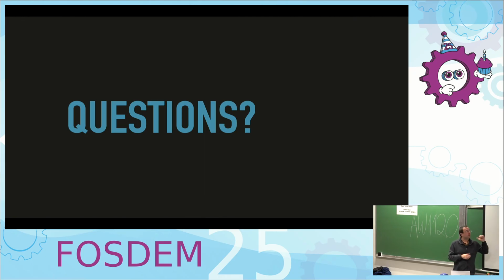FreeBSD PF, and this is not work I did, this is work that Gleb Smirnov did, I believe, years ago, to make PF be able to use multiple cores at the same time. Essentially the way this works is you have a read-write lock on the rules. So every time you come into PF and you need to do something with the rules, you take a read lock and you can have as many cores as you like with that read lock at a time.